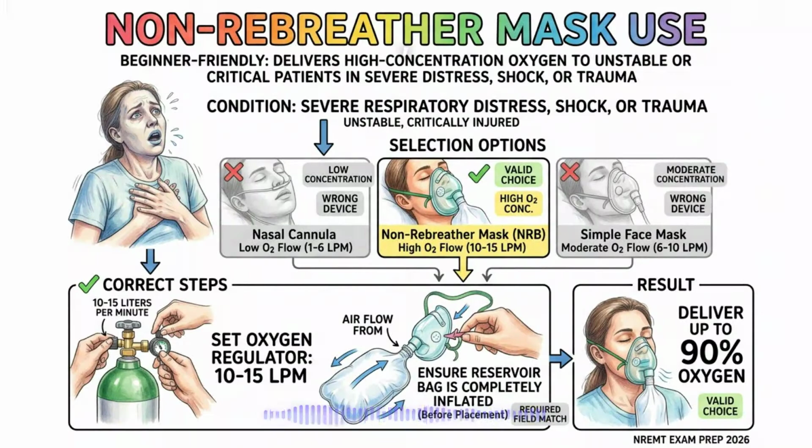You must set your oxygen regulator between 10 and 15 liters per minute, ensuring the reservoir bag is completely inflated before you place the mask on the patient. The exam will frequently point you toward the non-rebreather mask for any unstable, critically injured, or severely short of breath patient.